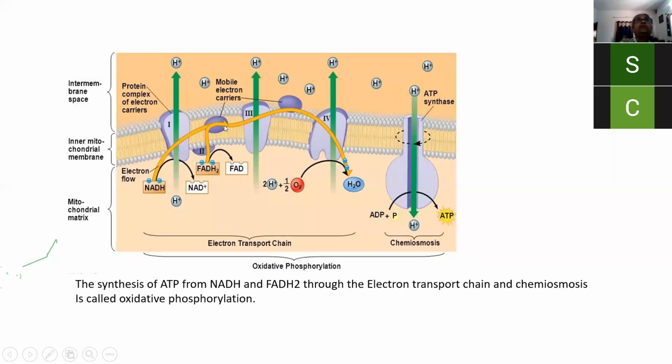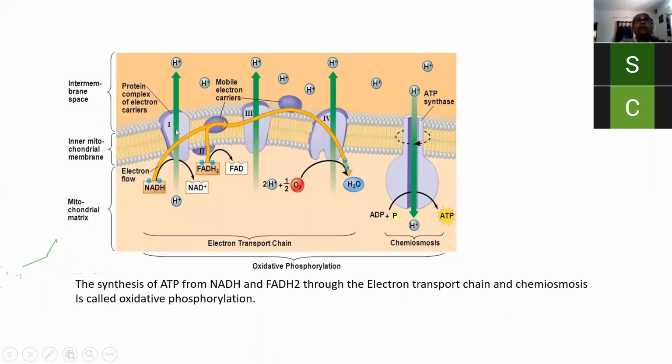So complex 2 is somewhere here, which accepts the electrons from FADH2. So NADH will pump in one, forming NAD plus. So you can see this is our membrane in which the electron transport chain is happening. This is the inner membrane space where the protons are thrown. This is our matrix where the other processes are taking place. So then it carries, this is our first carrier, that is ubiquinone, and then it pushes to complex 3.